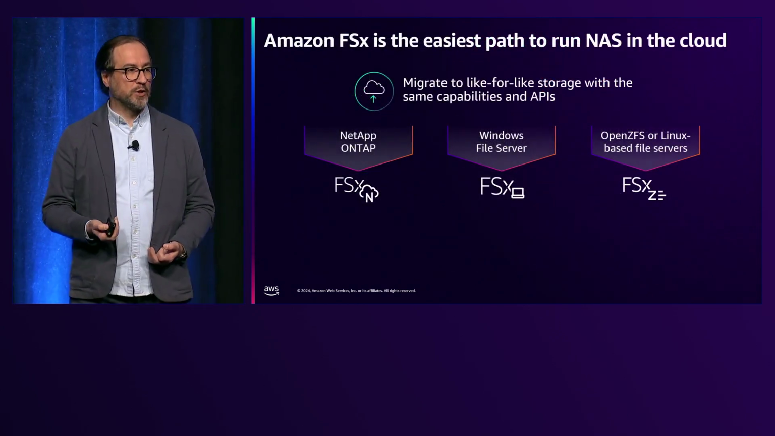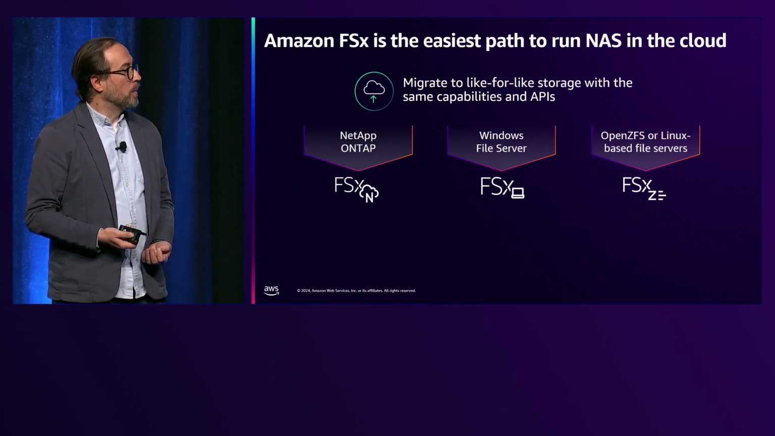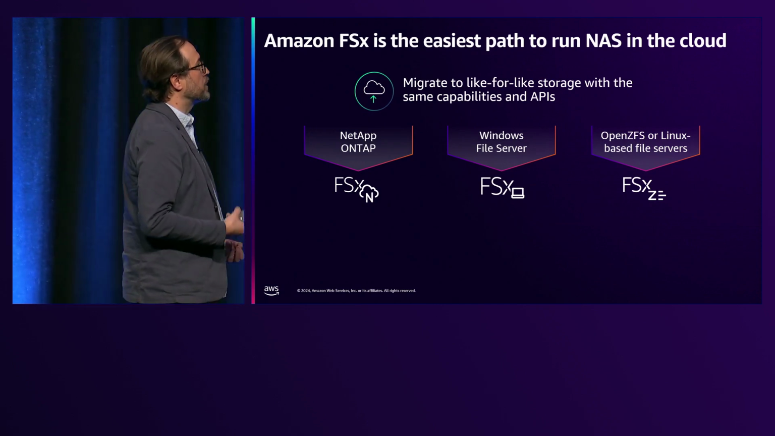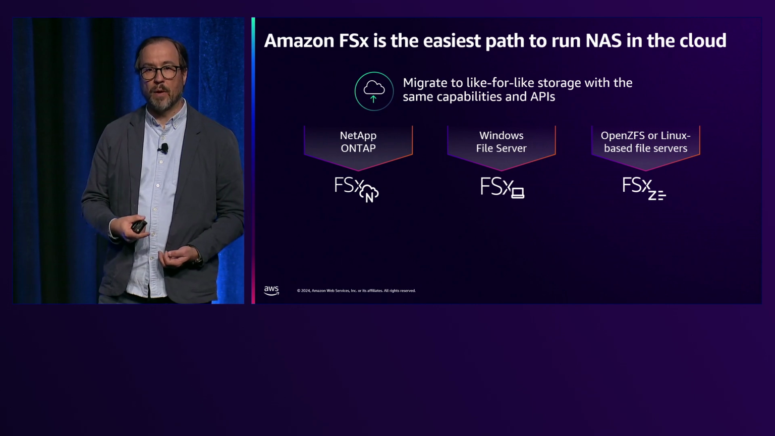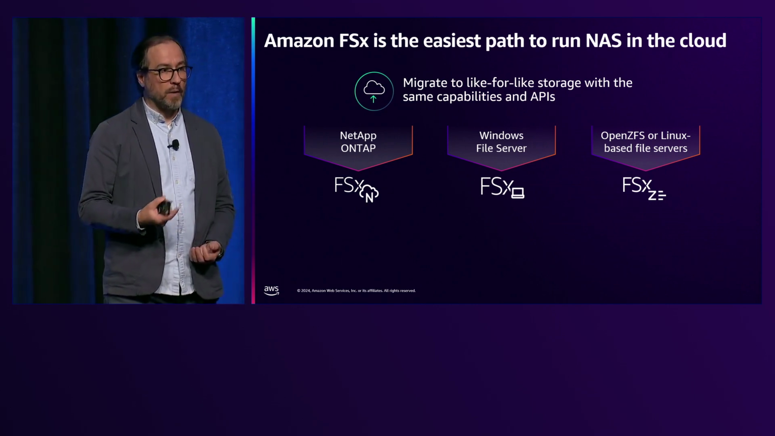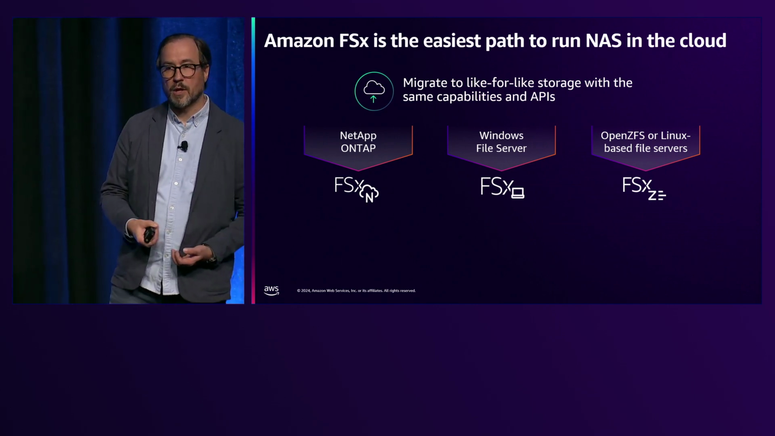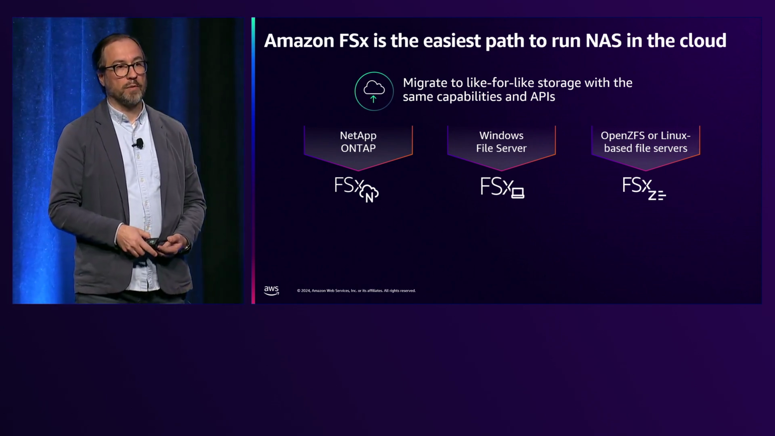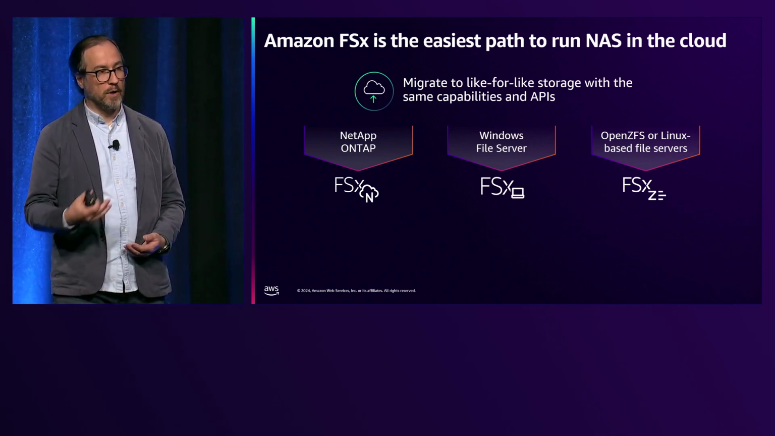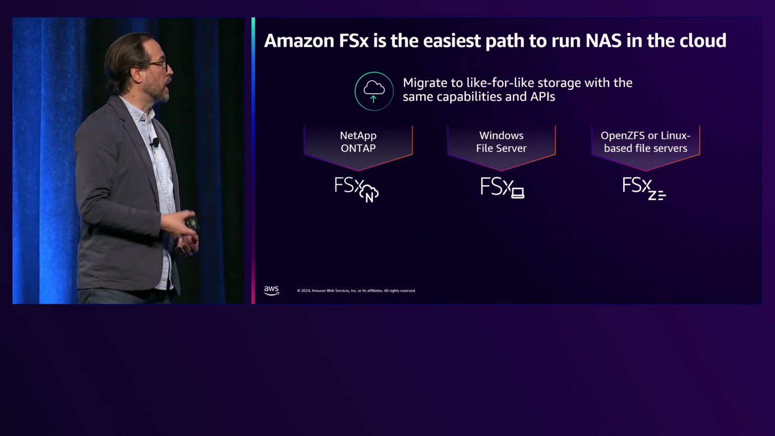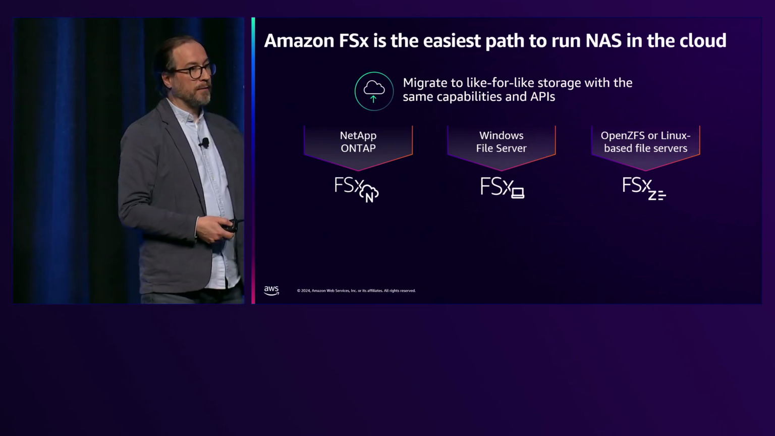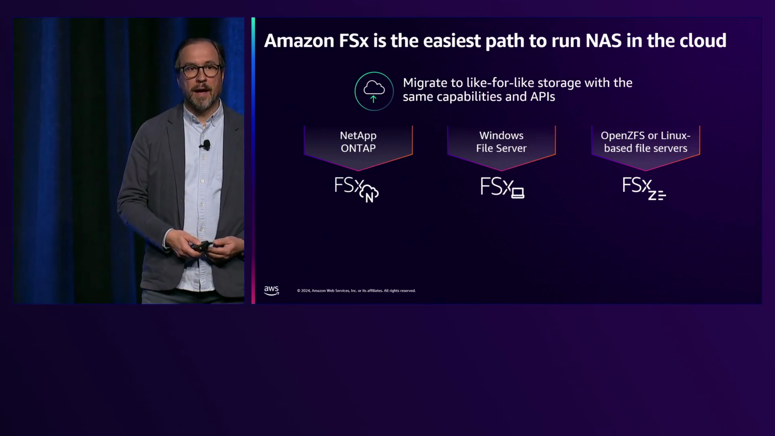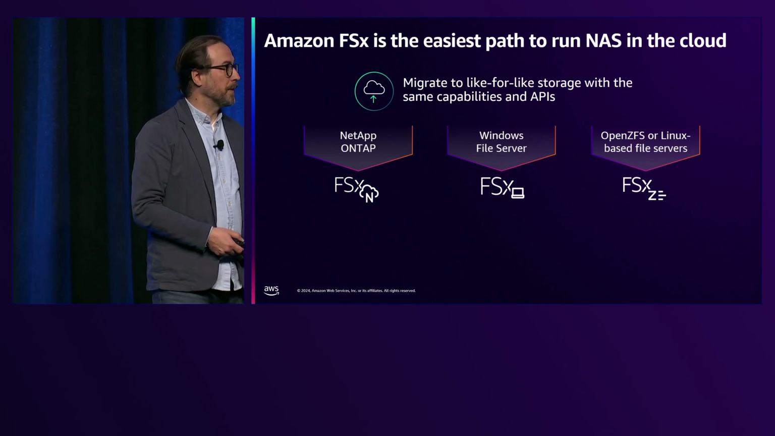And when we talk about NAS workloads specifically, we want the ability to migrate this like-for-like storage with the same capabilities and APIs that you're running today. So for all you NetApp ONTAP users that are familiar with ONTAP and how to do all the fun things you could do in ONTAP, like provision different types of server virtual machines and volumes and leverage the replication and cloning, you could leverage Amazon FSx NetApp ONTAP as the fully managed version of NetApp ONTAP in the cloud.